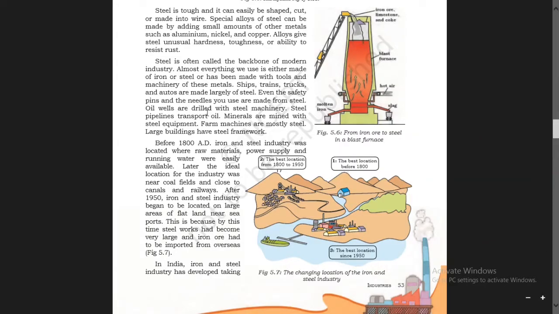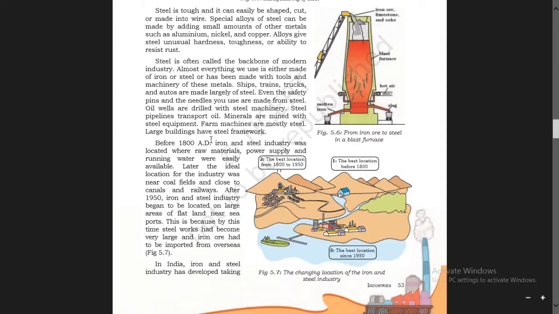Oil wells are drilled with steel machinery. Steel pipelines transport oil. Minerals are mined with steel equipment. Farm machines are mostly steel. Large buildings have steel framework. So these are the importance of steel, boys.